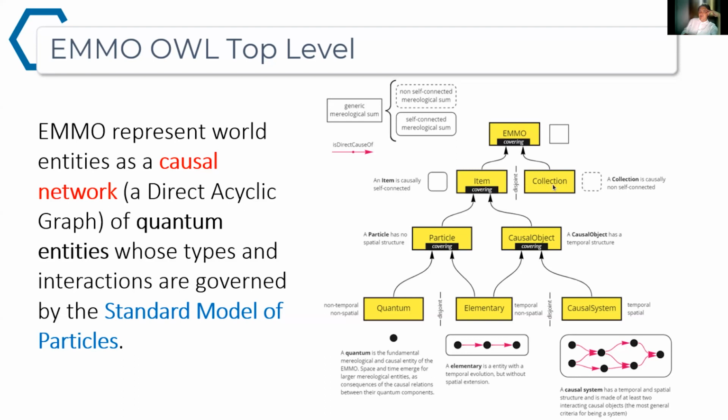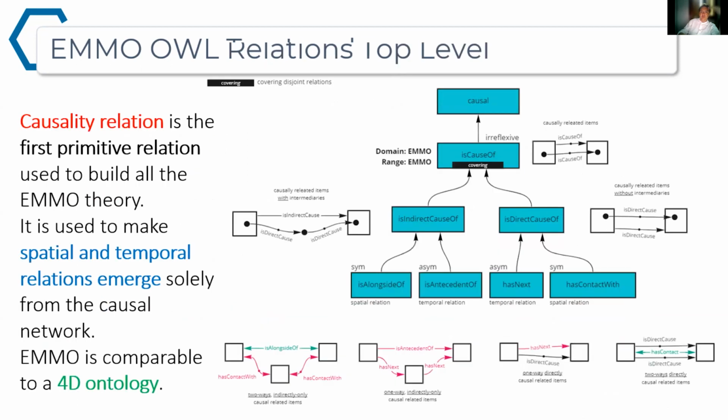Here, the collection is a collection of scattered, non-physically related entities. We focus on item, and then we define the quantum entity, which is the fundamental. You can consider a quantum as an elementary particle that is not between two interactions. Then we have the elementary particle, which is a causal chain of states of an elementary particle. And then we have the causal system in which you have a complex causal relation between all the quantum entities. So this is the very fundamental ground of the EMMO.